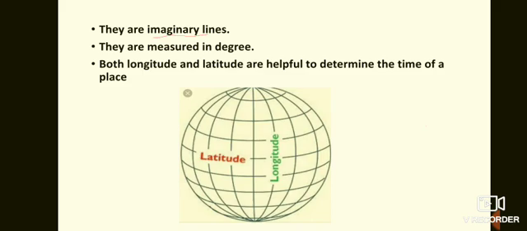There are many reasons why we need latitude and longitude lines. With the help of latitude and longitude, we can locate any place very accurately if we know the longitudinal and latitudinal value of the place.